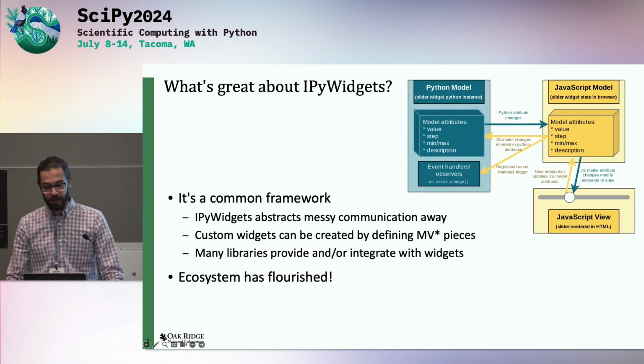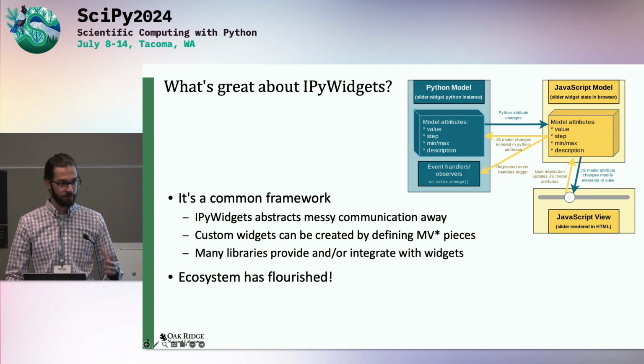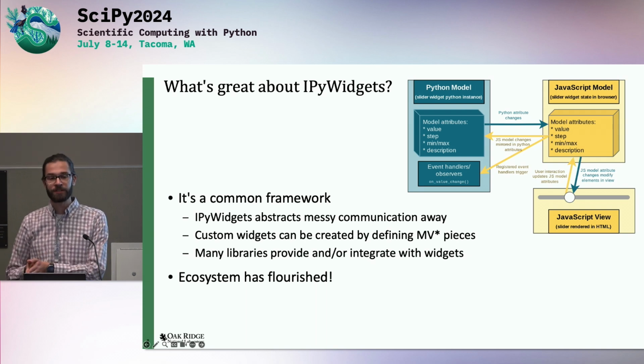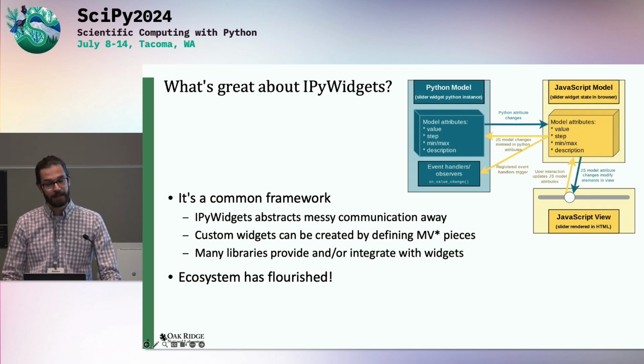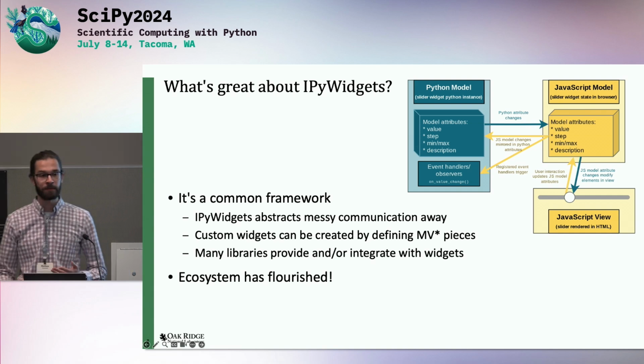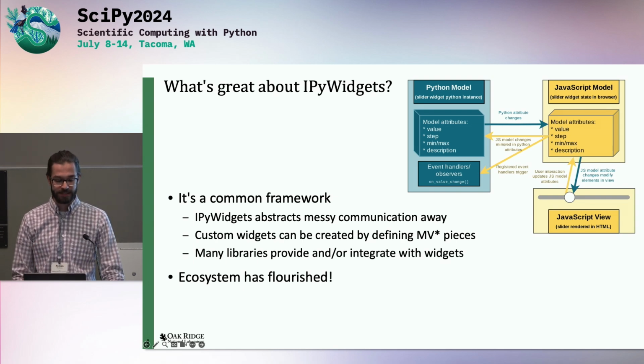So there's a diagram here that shows those communication channels in a little bit more detail. I think the takeaway here is that IPyWidgets is sort of providing a common framework that abstracts away a lot of this very messy communication, and it allows you then to create even custom widgets. And in theory, you just, quote unquote, just need to define that model, that view piece. And so as a result of this, the ecosystem has been able to flourish because people have been able to build libraries that either integrate with widgets or are providing new widgets to the community.